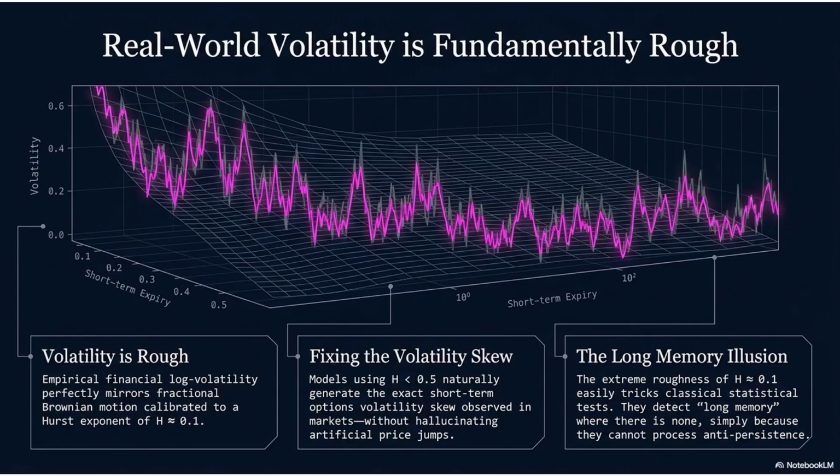Finally, understanding this roughness solves the long memory illusion. For years, classical statistical tests detected long memory in volatility markets. We now know that there is no long memory. This extreme roughness of H equals 0.1 simply tricks these tests because they are fundamentally incapable of processing anti-persistence.